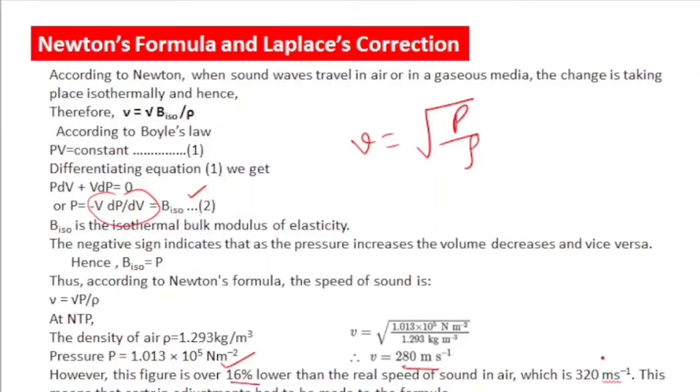What is the real speed of sound? 320 meter per second, and this value is less than that one. So this means this formula given by Newton is not true. After that, Laplace gave some correction in this formula. So what is the Laplace correction? What is the formula according to Laplace?